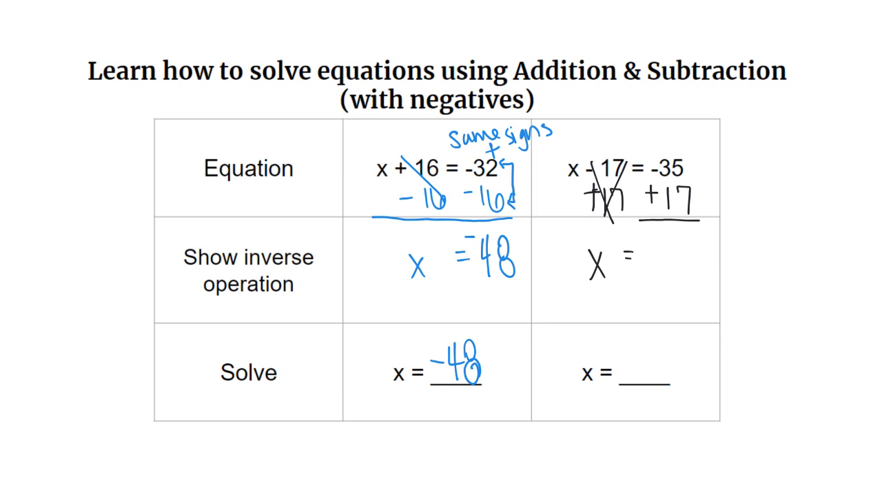Then I notice I have a negative 35 and a positive 17. These are different signs. And when we talked about before, different signs means to subtract. So I'm going to subtract 35 and 17. Can't do 5 minus 7, so I'm going to borrow. That becomes a 2, so 5 can become a 15. 15 minus 7 is 8, and 2 minus 1 is 1. And then I just keep the sign of the larger value, which is a negative. So the answer for this one is negative 18.